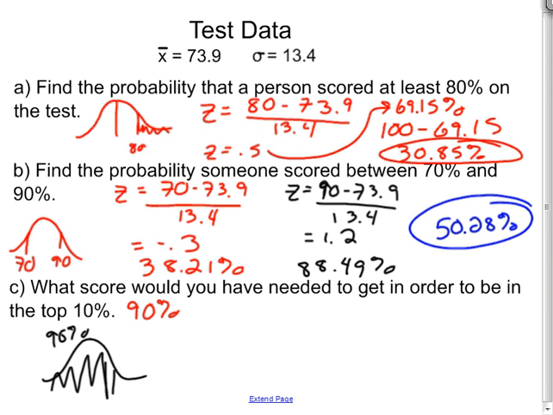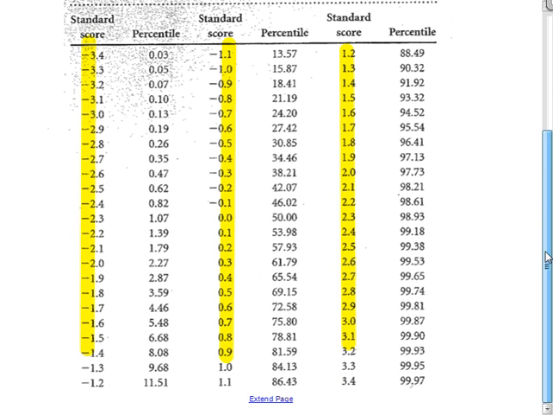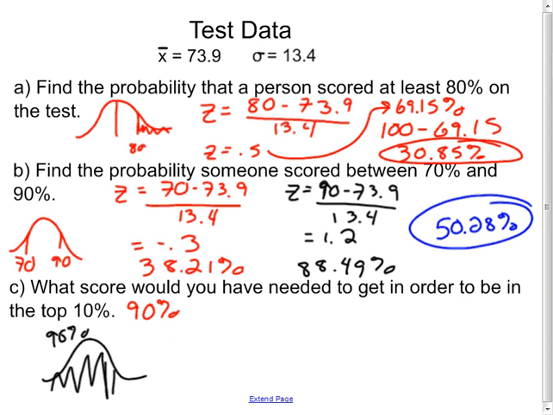So for part A, I found from an 80% down, and then I subtract that from 100%. So that gave me the 30.85%. In part B, very similar to the last problem, I just found each of them individually and subtracted them. In part C, if I wanted to be in the top 10%, that's at the 90th percentile. So now I have to go to my table, and instead of looking up my z-score, I have to find my z-score from the percentage. So 90%, when I look at my table, 90% falls between these two values. So we are going to pick the value that's the closest to 90%, and it's 1.3. So now that's my z-score. So now I physically know my z-score.